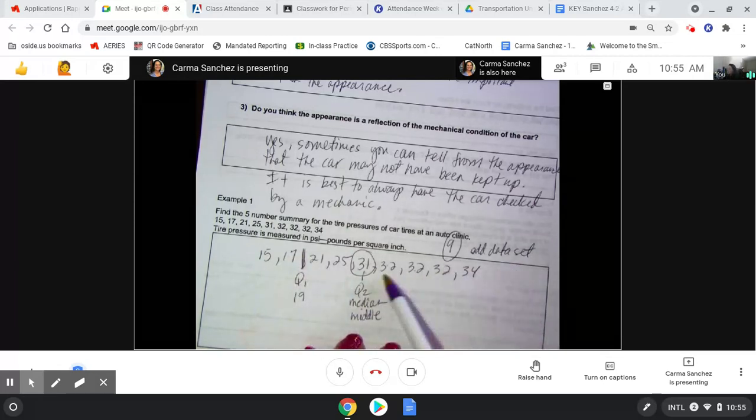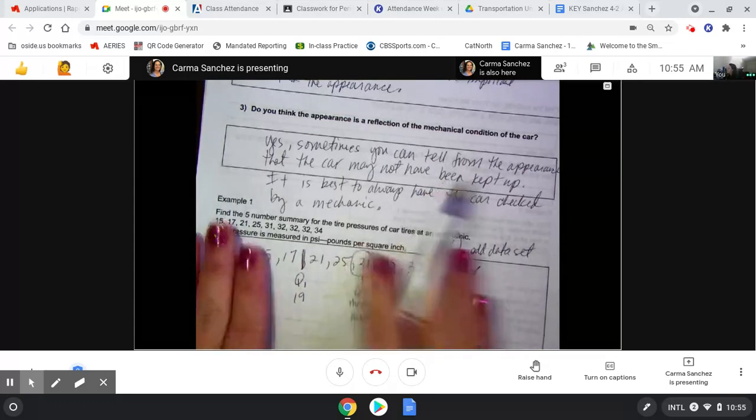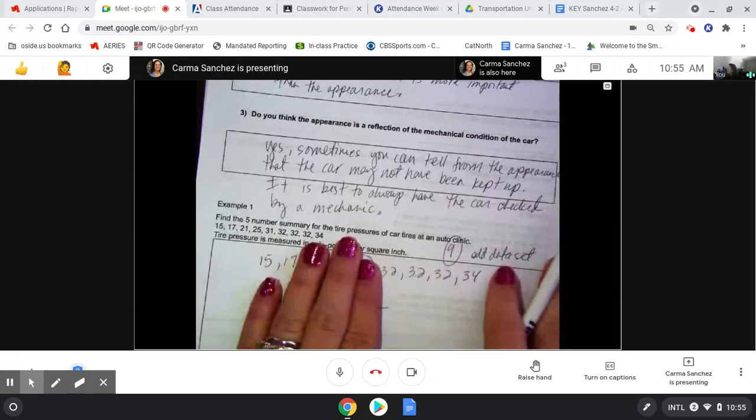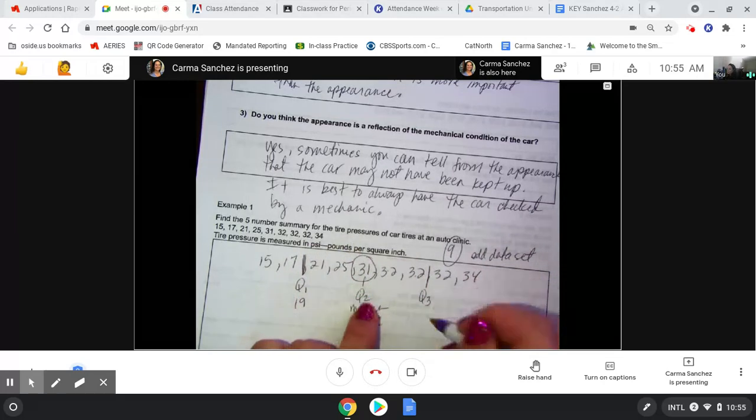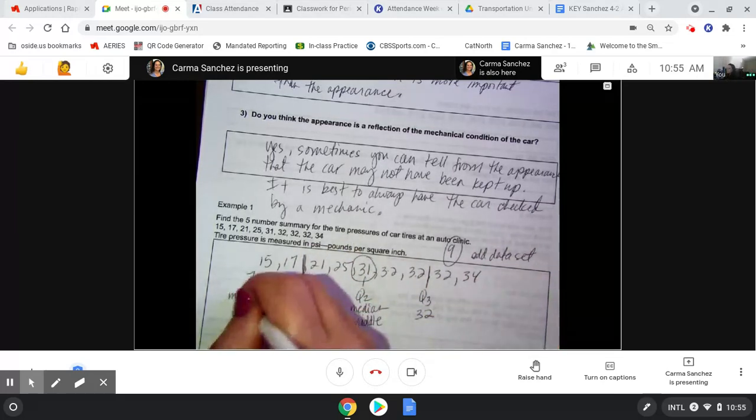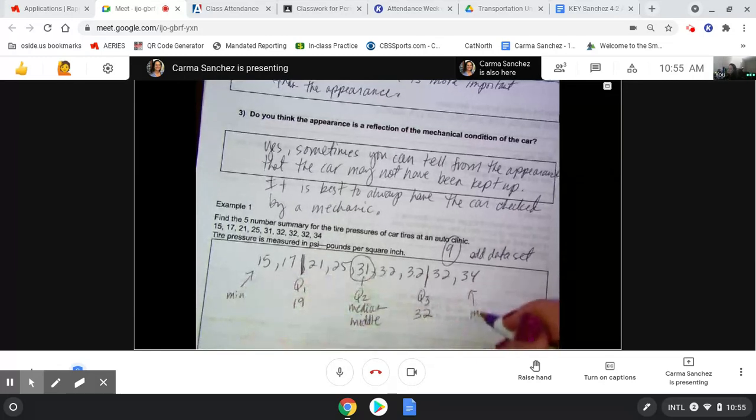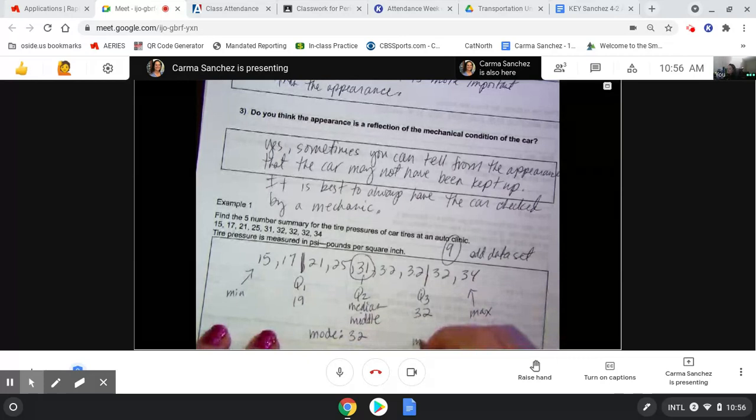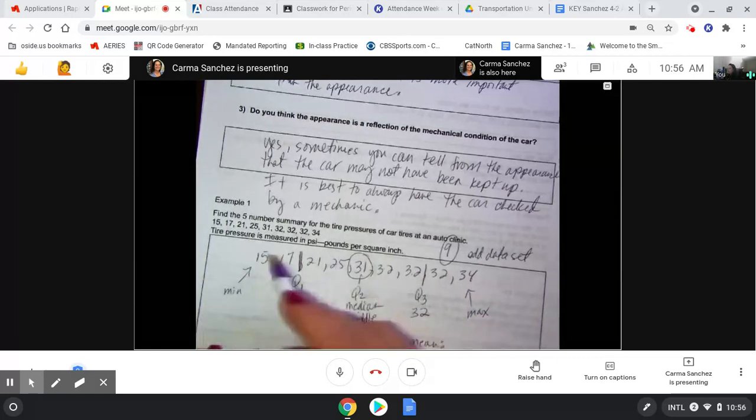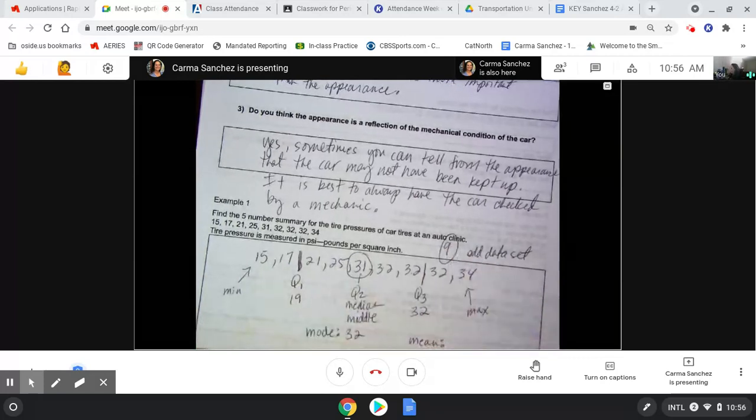Next, let's look at the second half of the data. Notice I'm ignoring the middle number and just looking at the first 4, and ignoring the middle number and just looking at the last 4 pieces. So the middle of these is just going to be, what's the middle of 32 and 32? It's just 32. Here's my min. Here's my max. Now, what would be the mode of this data set? The most often occurring would be 32. And what would be the mean of this data set? We would add them all up and divide by 9. So let's do that quickly.